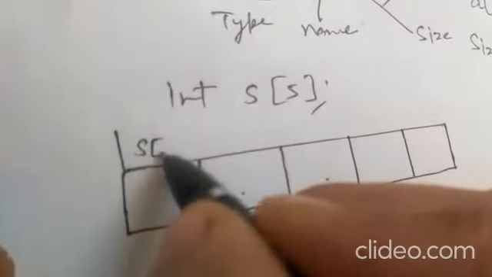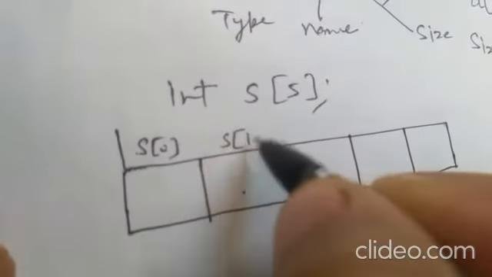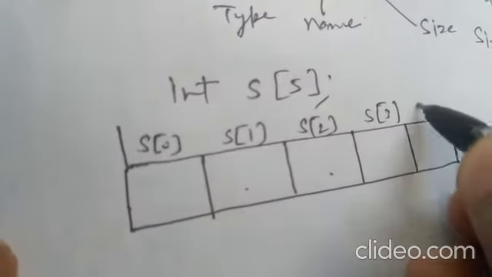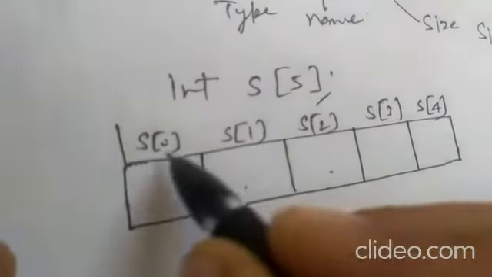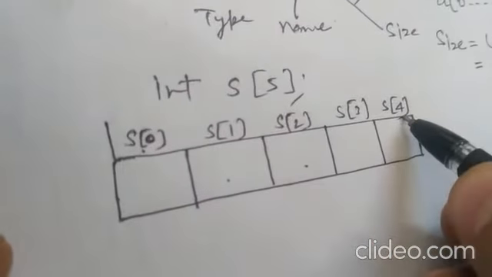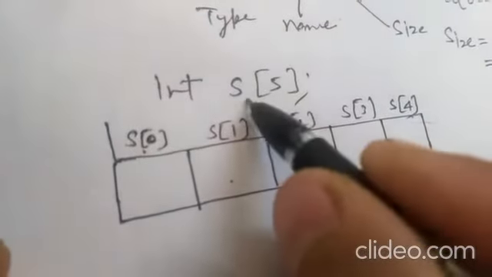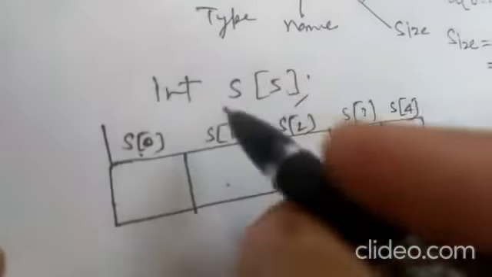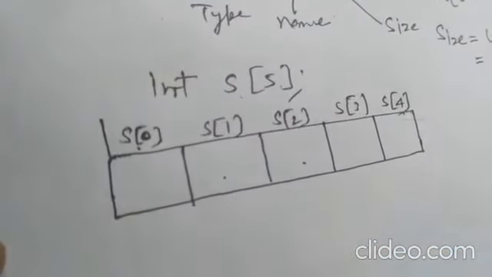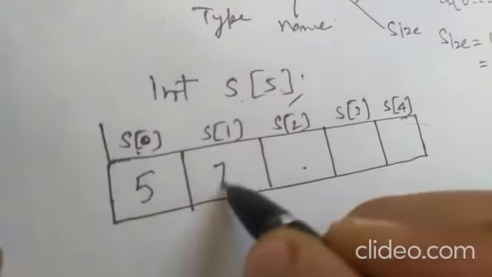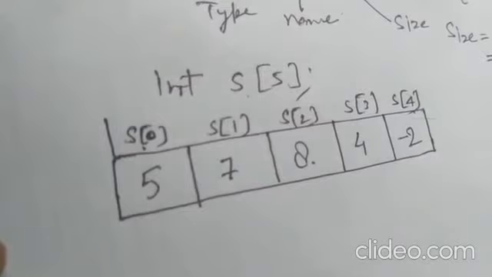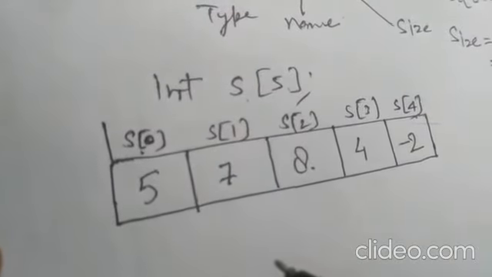So we can write this is s[0], this is s[1], this is s[2], this is s[3], and this is s[4]. You can verify this: it is starting from 0 and going up to 4. Fine. So this is the array s of size 5 of integer type. This means it contains all homogeneous elements, meaning all 5 integers can be stored in it. Let us assume this contains 5, this contains 7, this contains 8, this contains 4, this contains minus 2. Right? So this is an array.